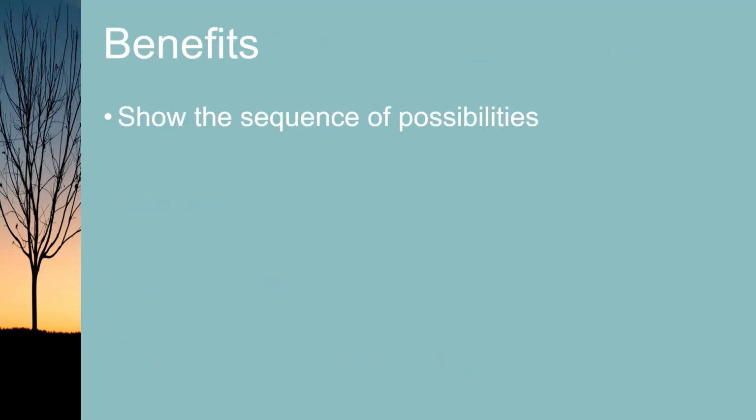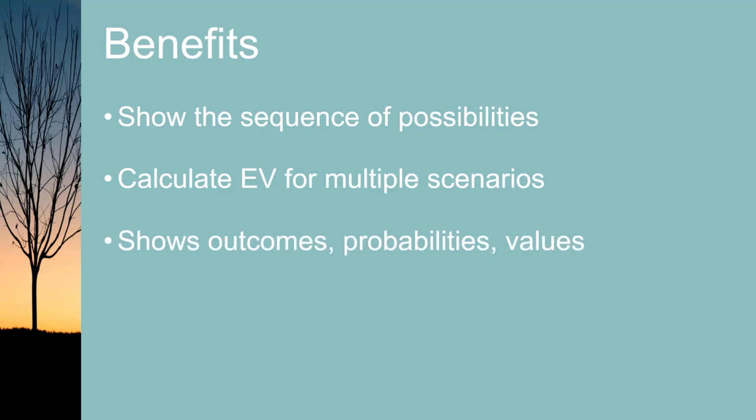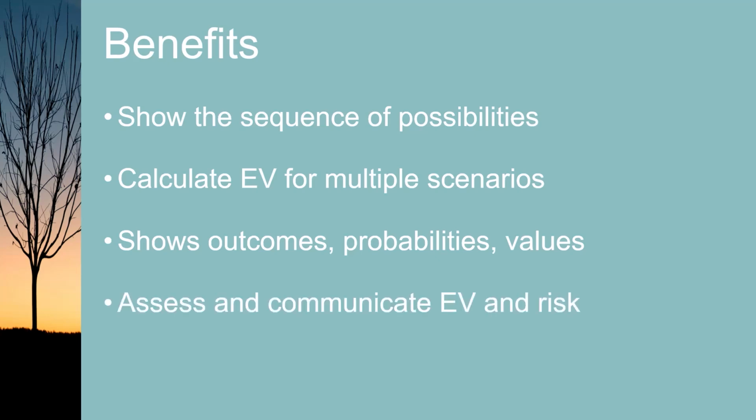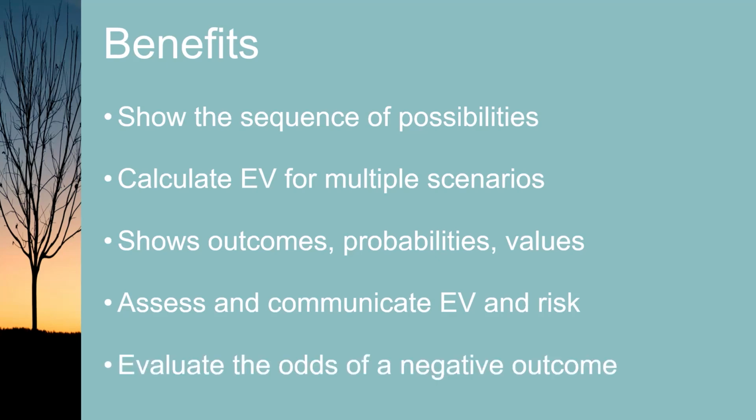Decision trees show the sequence of possibilities. Every path through the tree is a scenario for which we can calculate an EV. The tree shows a range of outcomes, their probabilities, and the value of those outcomes. This helps us assess and clearly communicate both the EV and risk. We can better help evaluate the odds and severity of losing money or some other negative outcome.